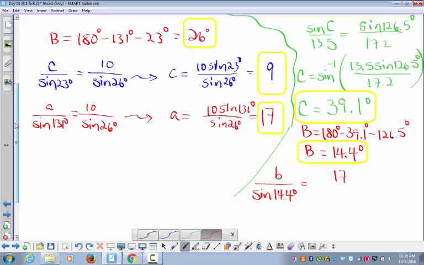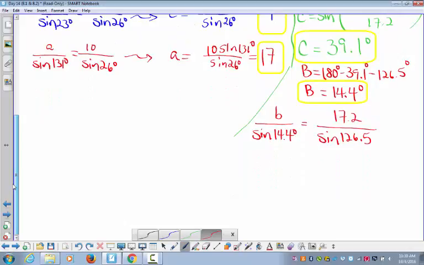So we're going to put a 17.2 divided by sine of 126.5. So we get that. That will be our proportion. And then here we just have to multiply by that denominator, and that will give us side B. So 17.2 sine of 14.4 in the numerator, and then in the denominator we'll have sine of 126.5. And what do we get when we type that in? 5.3. Does that look good to everybody?